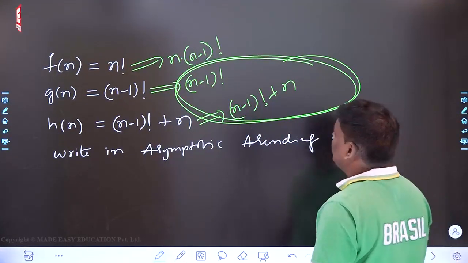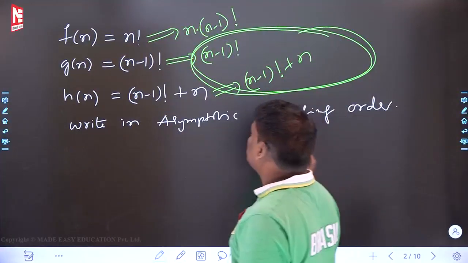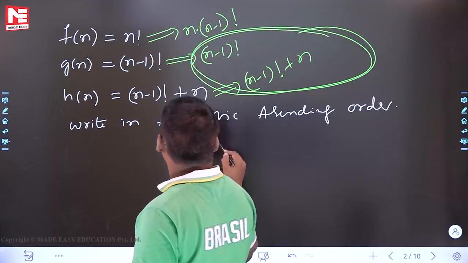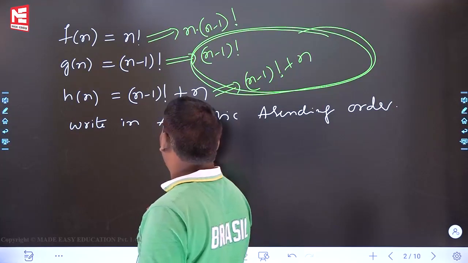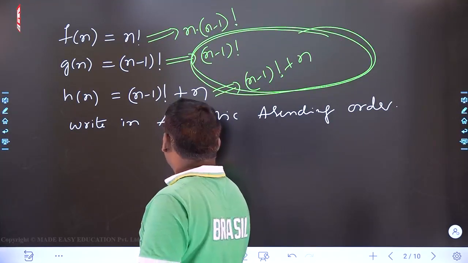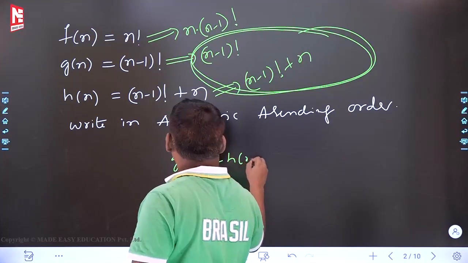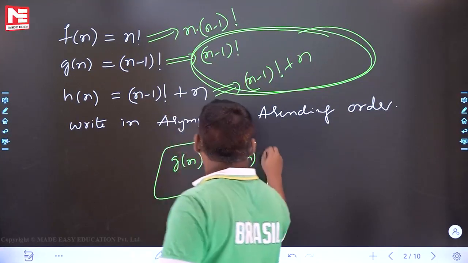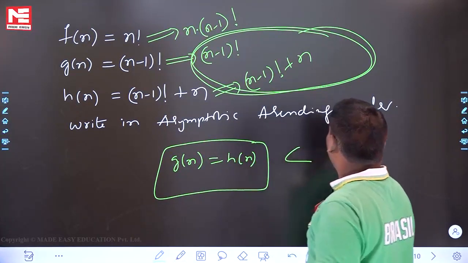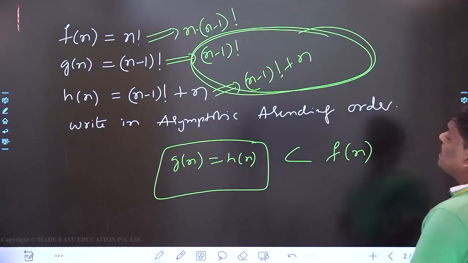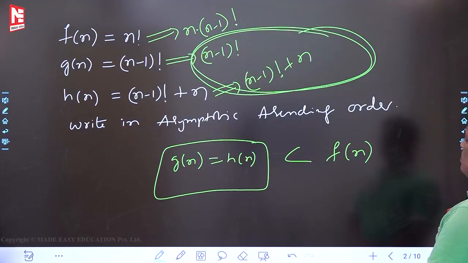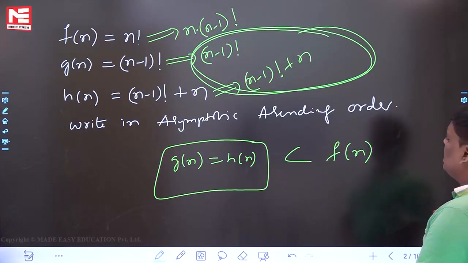Can you help me now? What is the relation between all these things? Which are smaller here? I think Fn, sorry, which are smaller? Gn and Hn, which are both equal. Let me write now. Gn is equal to H of n. That is fine. Right? These two are less than F of n. They are asking write in asymptotic ascending order. Right? Gn, Hn both are equal, which are smaller, also less than Fn.